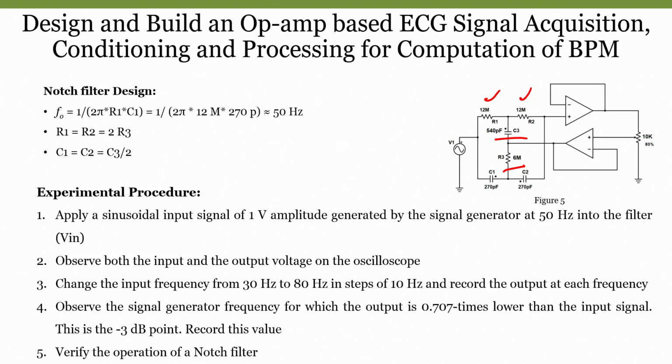Similarly, the relation between R2 and R3 is that the R3 value should be half of our R2 value, that is, the R1 and R2 values are double that of our R3 value. Since we are selecting R1 and R2 as 12 mega, R3 should be 6 mega, and similarly the C3 value should be double the C1 and C2 values.